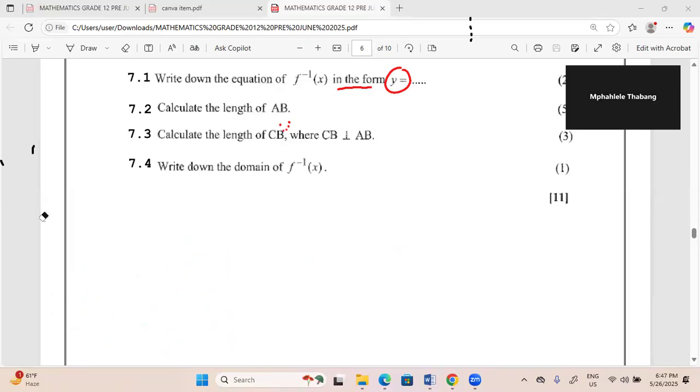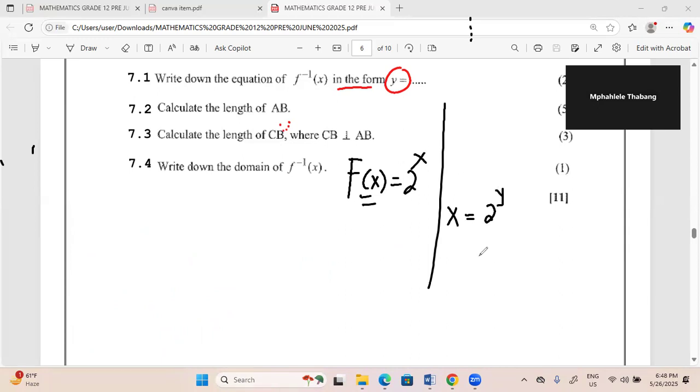So what we do here, guys, we give you a function f of x, which is equal to 2 to the exponent x, and we ask you to find the inverse of this f of x. Your first step is to swap your y and x. Where there is y, you put x. Where there is x, you put y. Then you make y the subject of the formula by involving log.